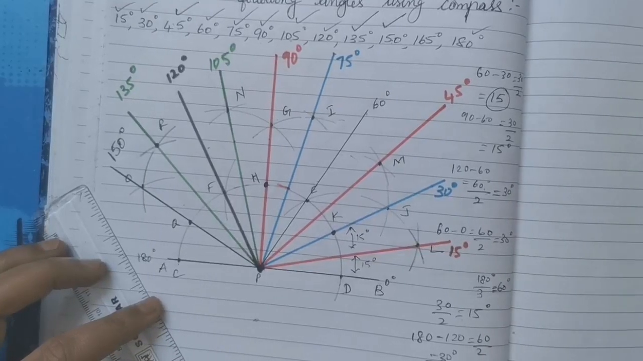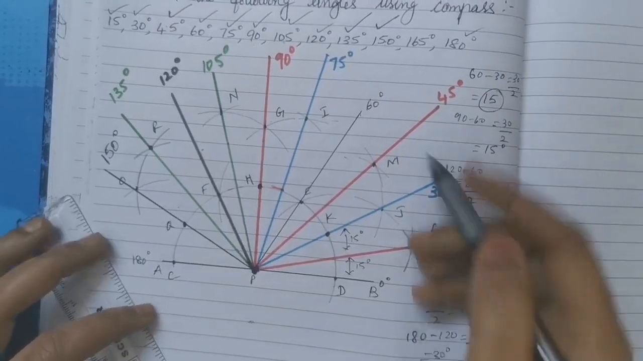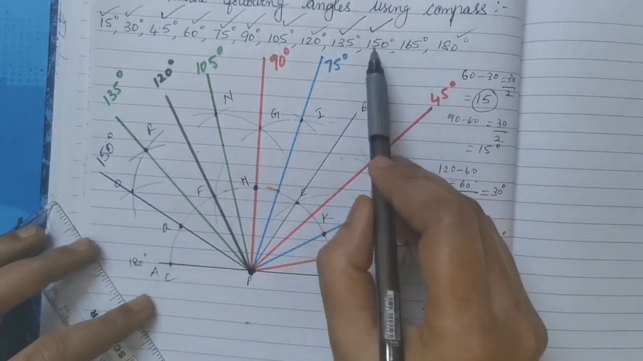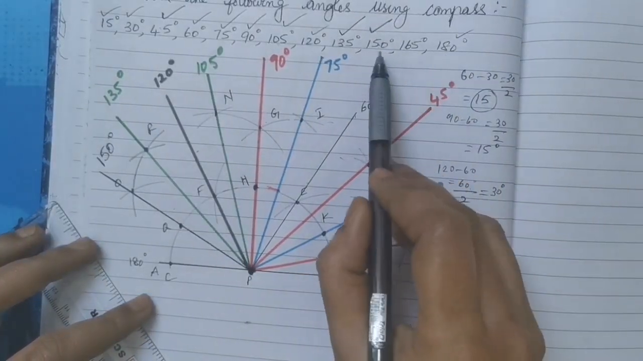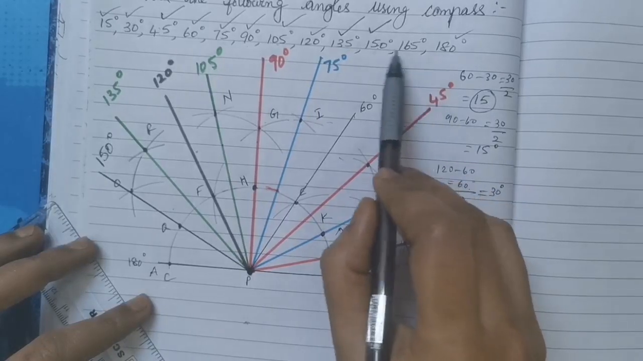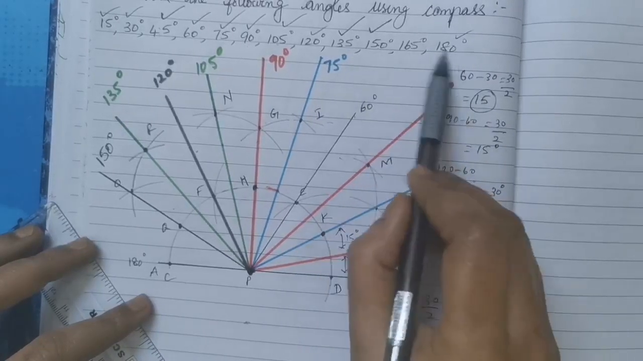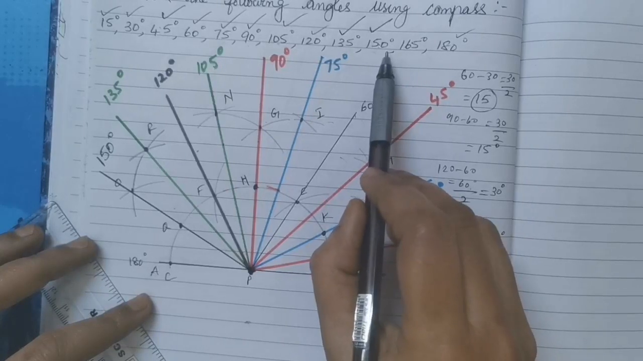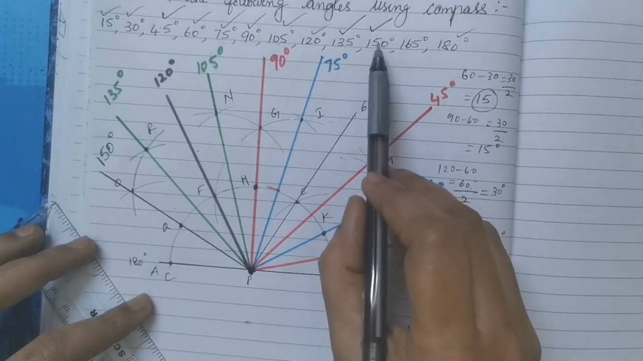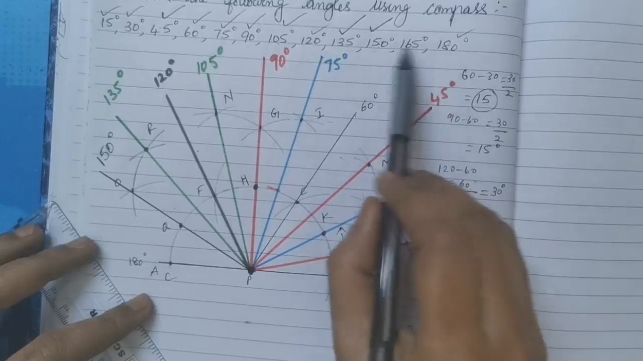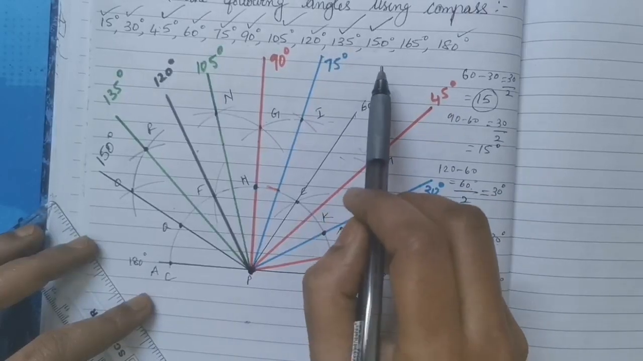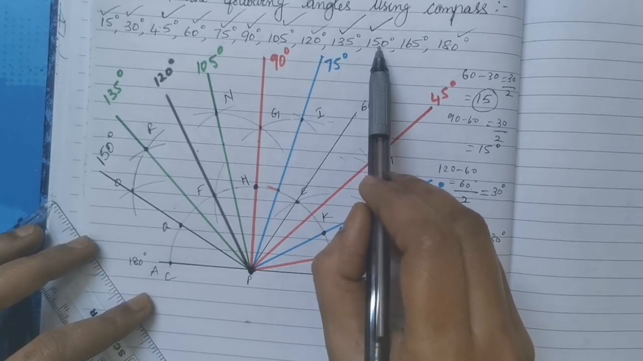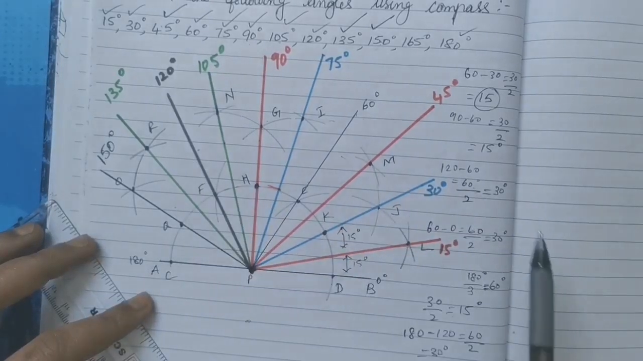Next, what else is remaining now? Only 165 degree is remaining. 165 lies between 150 and 180. So between 150 and 180 we have 30 degrees. 180 minus 150 is 30 degrees. So 30 degree by 2 gives us 15 degree. So each part formed between 180 and 150 will be 15 degree after our bisection. So when we add that 15 degree to 150, we get 165 degree line.